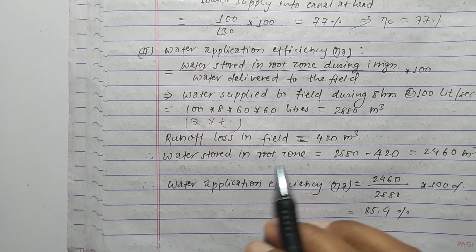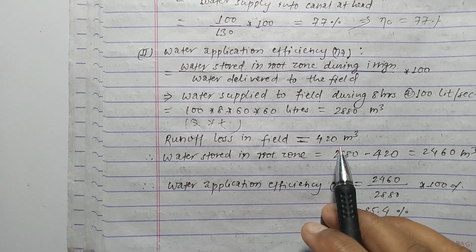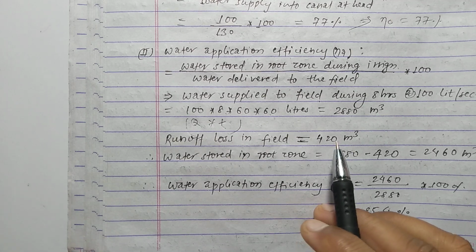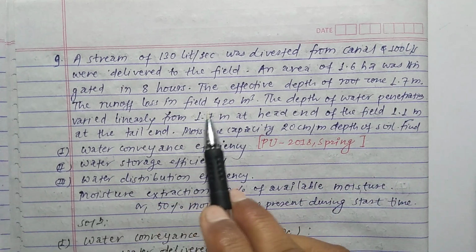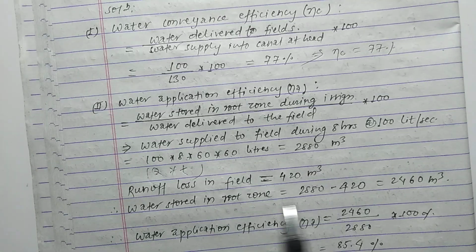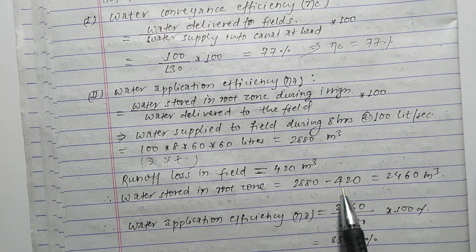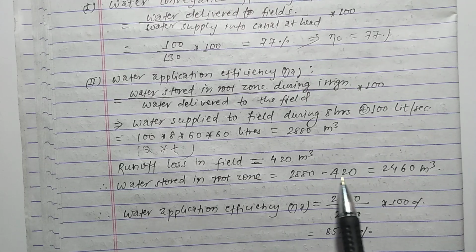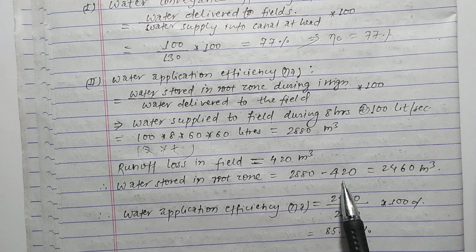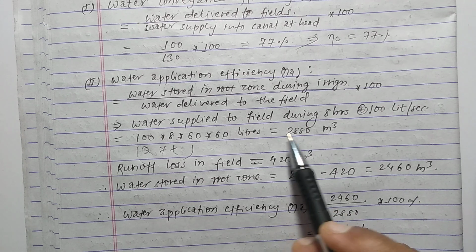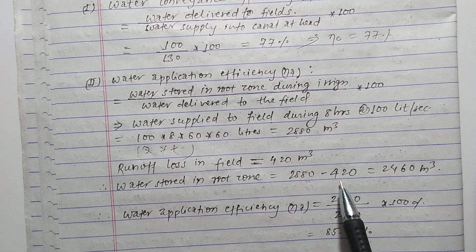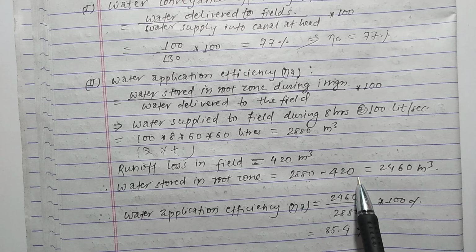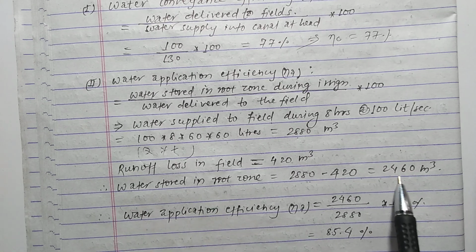Now the runoff loss in the field is 420 meter cube. This is given in the question, you can see here: the effective depth of root zone is 1.7 meter and the runoff loss in the field is 420 meter cube. So we have to subtract this value, because the water stored in the root zone is after the runoff loss. That's why we subtract it from the total water supplied: 2880 minus 420, then the water stored in the root zone becomes 2460 meter cube.